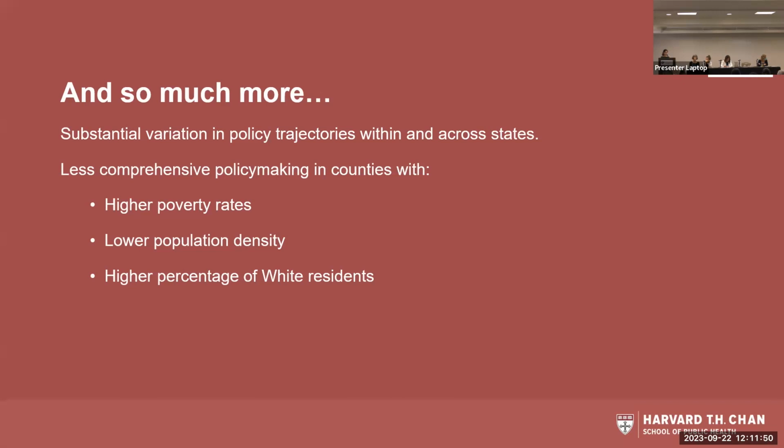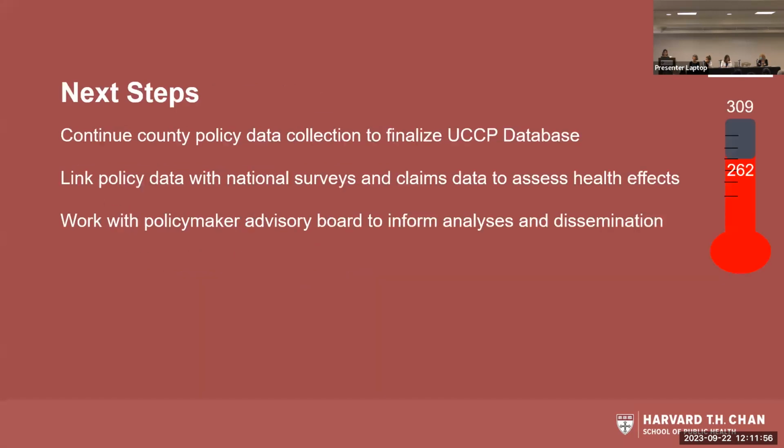So this paper has just been submitted to a journal, so feel free to follow up with me or on our website in a few months to read the full results. And then in terms of our team's next steps, we are, of course, continuing data collection and quality checks. I think this is outdated. We're now probably closer to 275 of the 309 counties finished, and we anticipate the full database will be ready to share publicly this December.